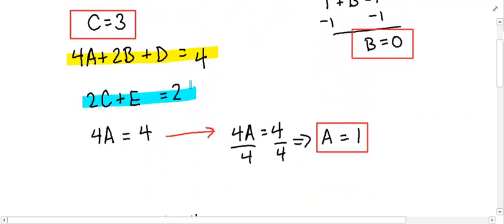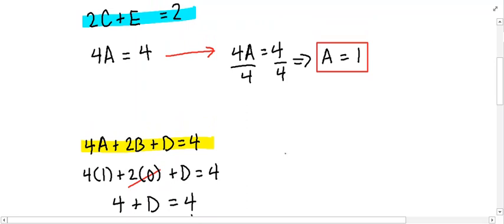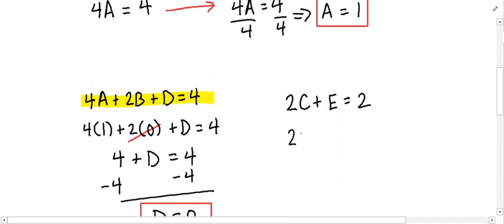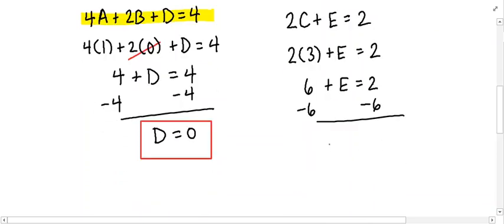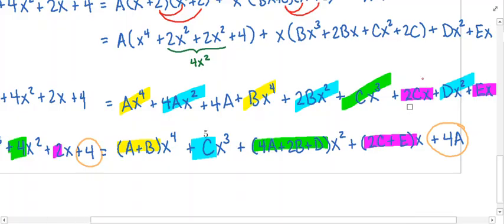Then we can go write down the partial fraction decomposition. Let me keep this color coded so you can keep this straight. From the equation in blue, I know that 2c plus e equals 2. I know what c is. C is 3. So this tells me 2 times 3 plus e equals 2. 6 plus e equals 2. Subtract off the 6. I'm going to get that e is equal to negative 4. Okay, I've got all my coefficients.